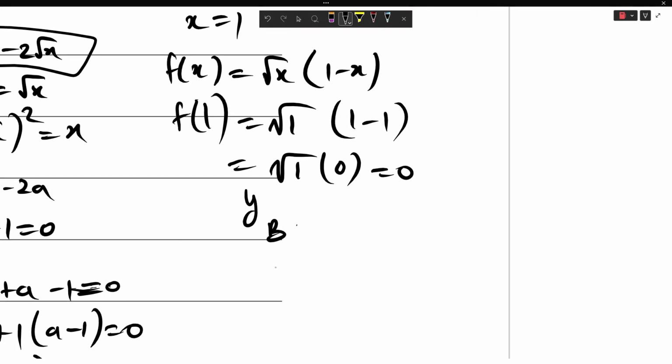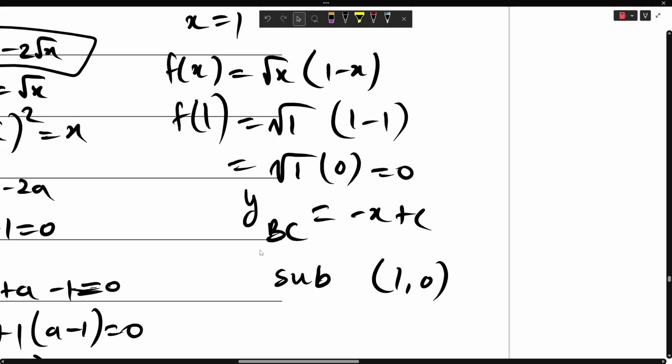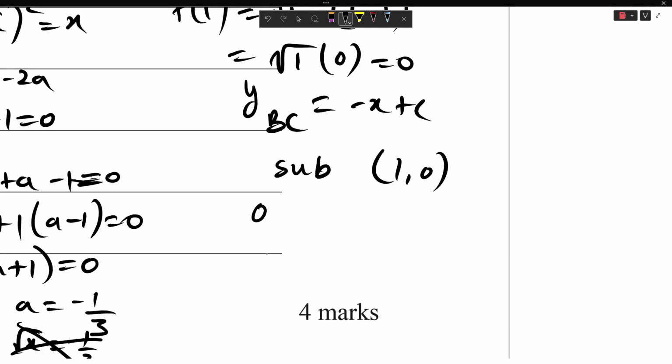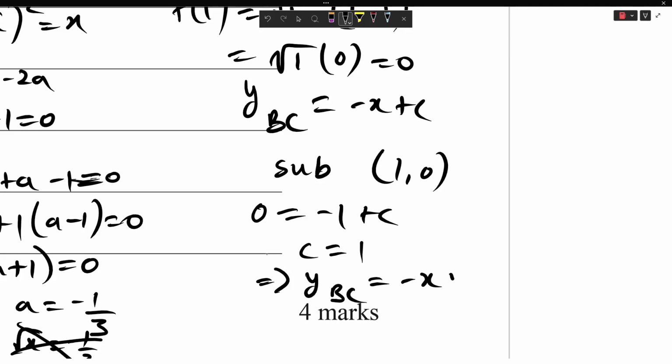So y_BC is equal to negative x plus c. We're going to substitute (1, 0). So the y value is 0 when x is equal to 1. Move the negative 1 to the other side. The y-intercept is 1. Therefore, the equation of the line y_BC is going to be equal to negative x plus 1. And this is going to be our final answer.